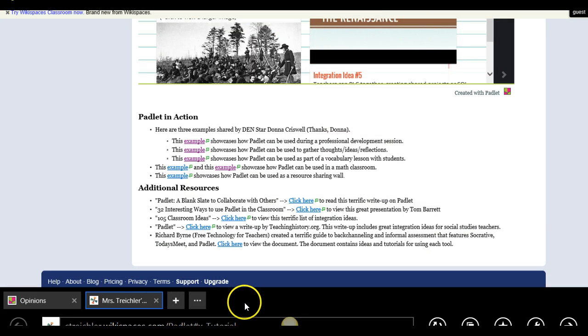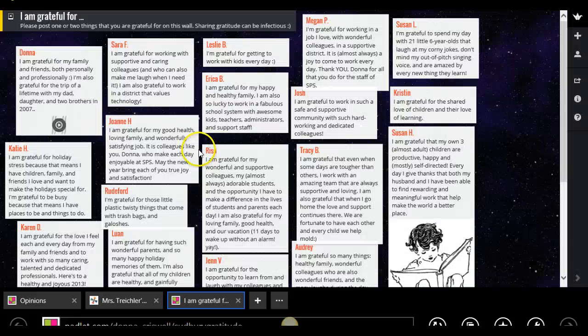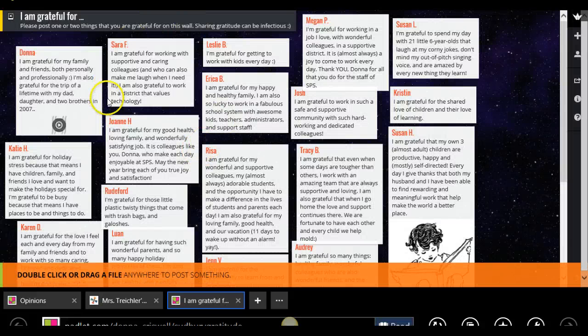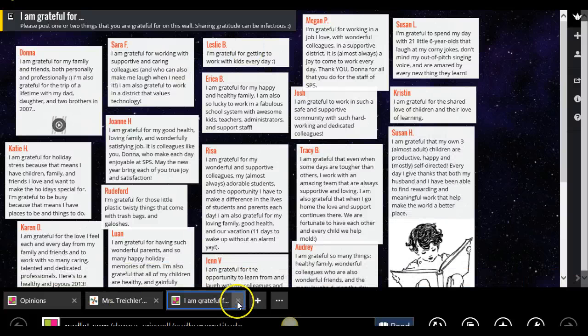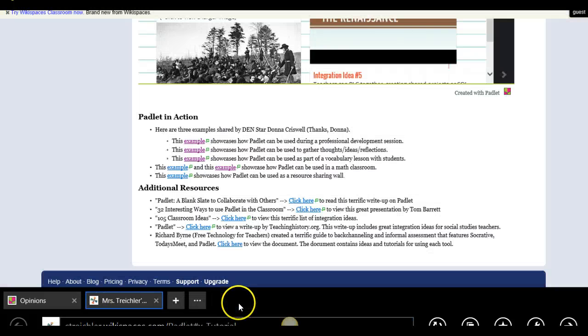Another example can be thoughts, ideas, and reflections, and this is just to respond how you think about something. What are you grateful for? These are simple things that can be done to excite your students about learning and just to use a technological way to do things that we would use with pen and paper.